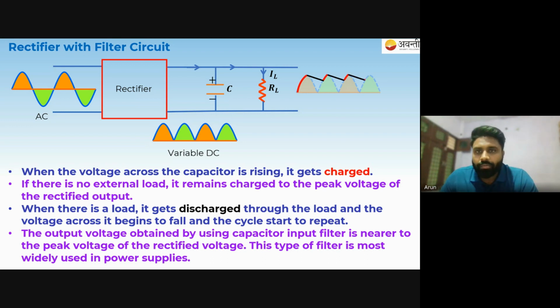So you can see it is a nearly static DC, without so much deviation. You will have a nearly constant direct supply of DC current, because the output voltage obtained by using a capacitor input filter is nearer to the peak voltage of the rectified voltage. And this type of filter is most widely used in power supplies. Got it?